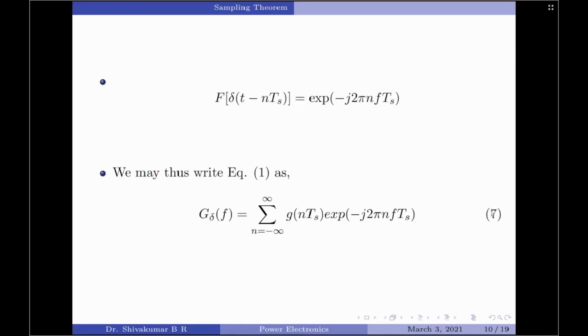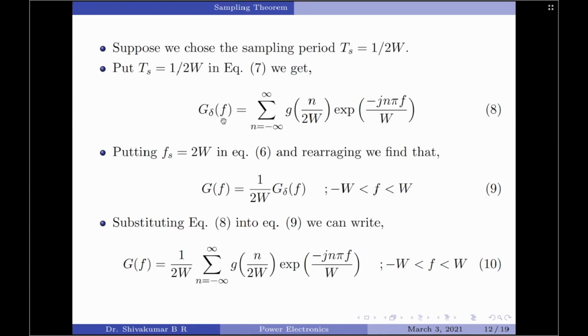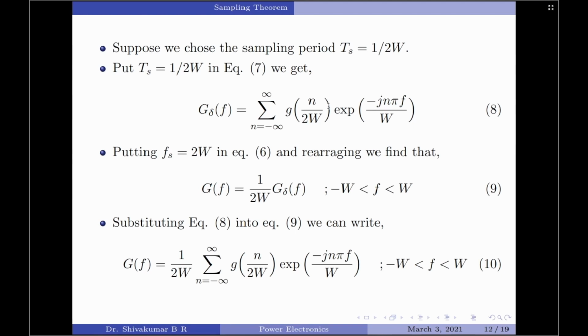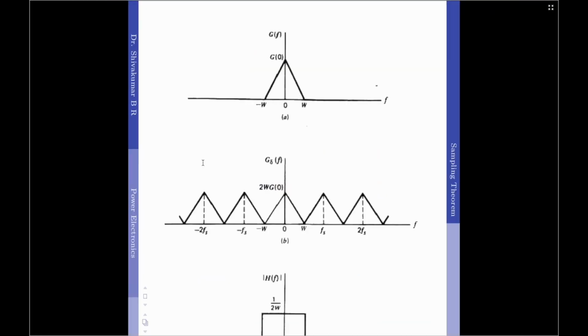and this is going to create a new equation given by G delta of f equals summation n varying from minus infinity to plus infinity G of n by 2W, because previously it was nTs, and since Ts is equal to 1 by 2W, it is G of n by 2W multiplied by exponential of, previously we had minus j 2 n pi f Ts, but since Ts is equal to 1 by 2W, we will cancel the 2 here in the numerator and denominator to get a simplified expression as exponential of minus j n pi f divided by W. Further, let us substitute Fs, which is our sampling rate, equal to 2W into equation 6.